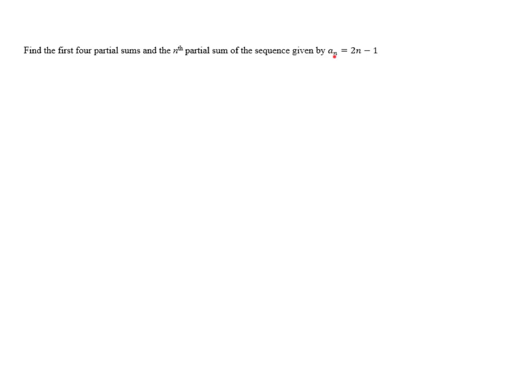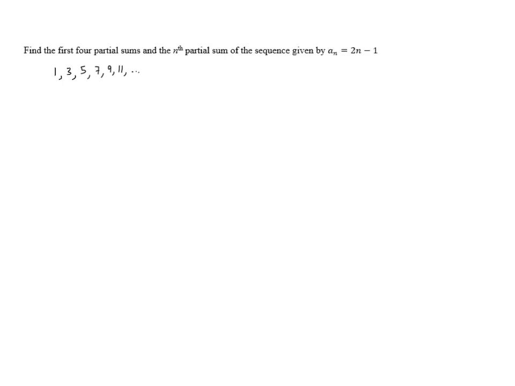The first term, a sub 1, is going to be 2 times 1 minus 1, which will be 2 minus 1, which is 1. The second term is going to be 2 times 2 minus 1, which will be 4 minus 1, which is 3. The third term is 2 times 3 minus 1, which is 6 minus 1, which is 5. And we can see here that the terms of the sequence are the odd numbers: 1, 3, 5, 7, 9, 11, etc.